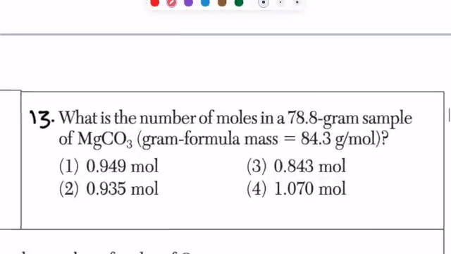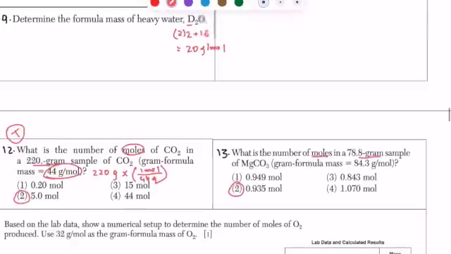What is the number of moles in a 78.8 gram sample of magnesium carbonate? Same thing. Once again, we are going from grams to moles. So you can do dimensional analysis. So just 78.8 divided by 84.3. So that is about 0.935 moles.